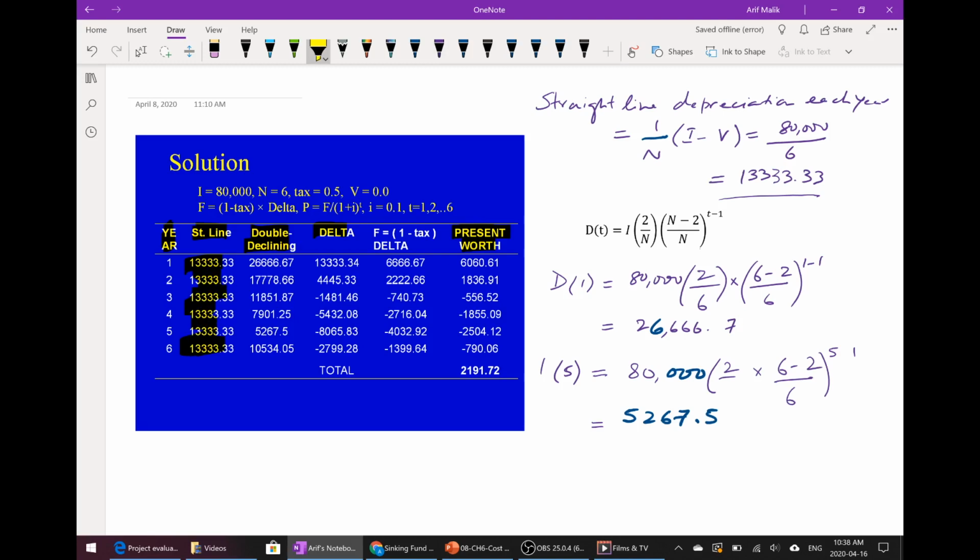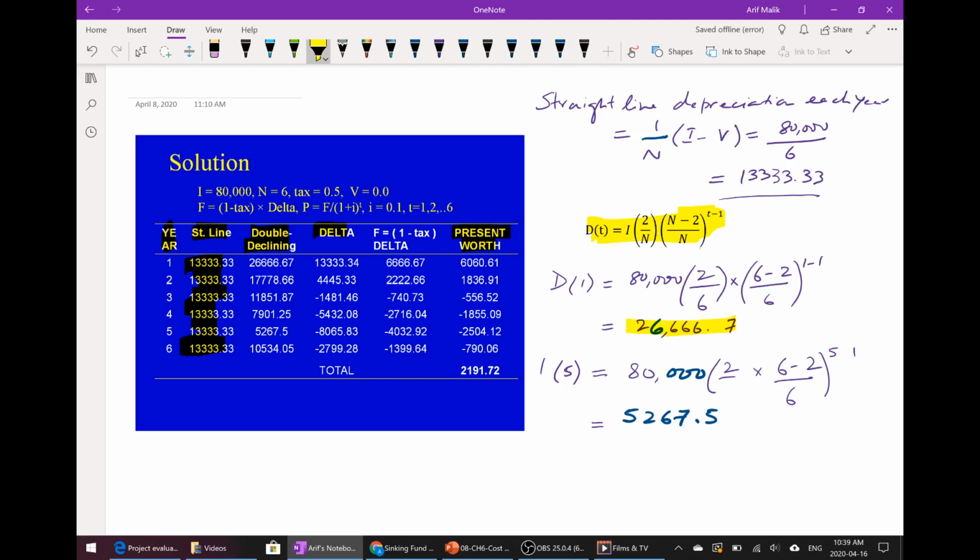Let's look at the double declining. This is the formula for double declining, where I is the initial investment, N is the number of years of the lifetime, and T is the current year. Each year we have different depreciation. So for example, let's see the calculation of the first year. We use the formula, plug in the values, and we get the depreciation 26,666.7.